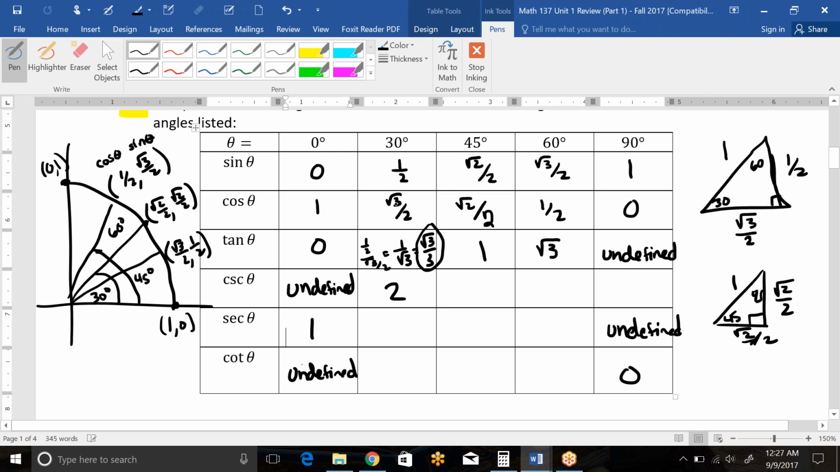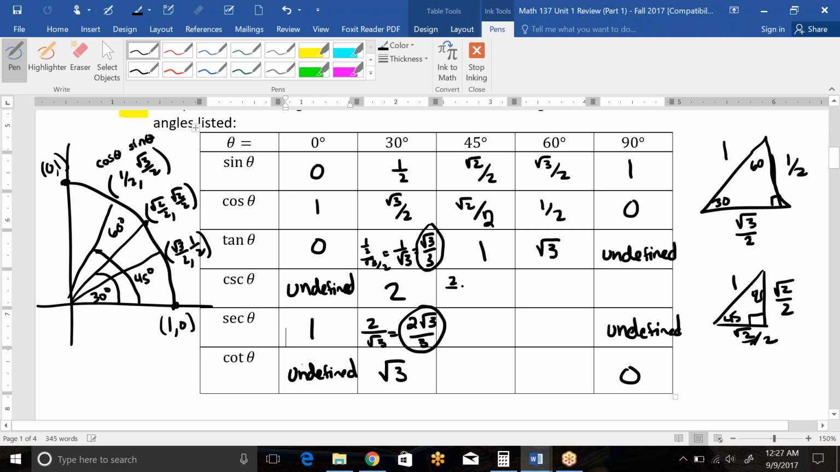1/2 would flip and make 2. This would be 2 over the square root of 3, which I would rationalize and get 2 square root of 3 over 3. This was 1 over square root of 3, so if we flip it, it's square root of 3 over 1. That's easier than having to rationalize it again.